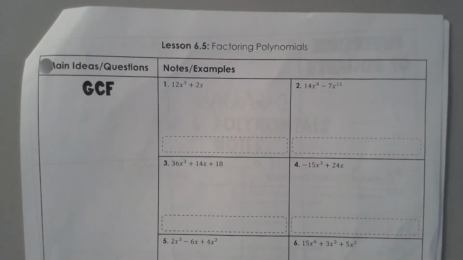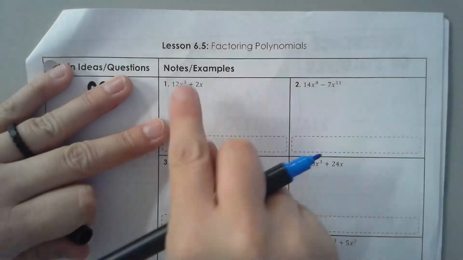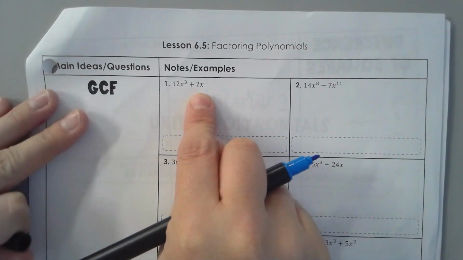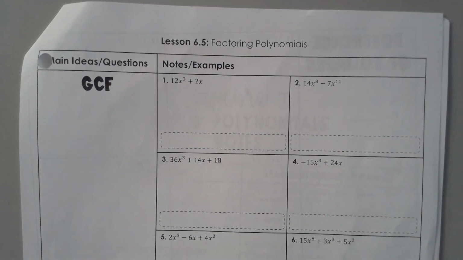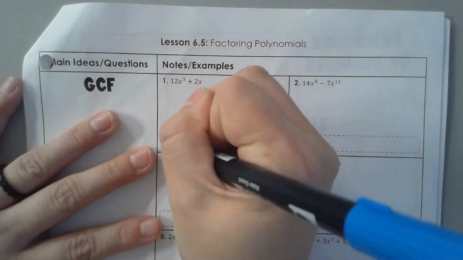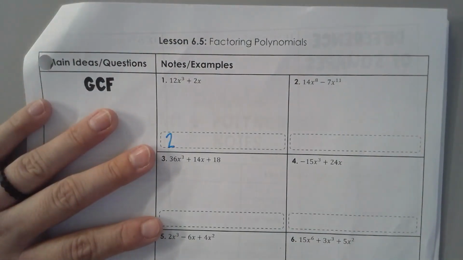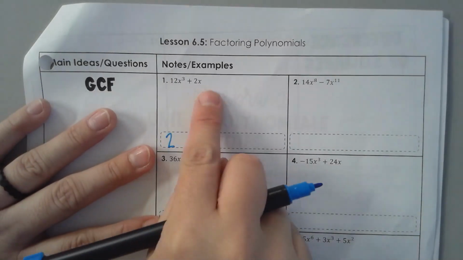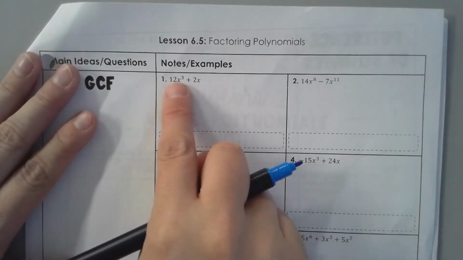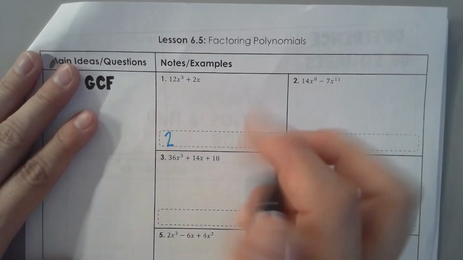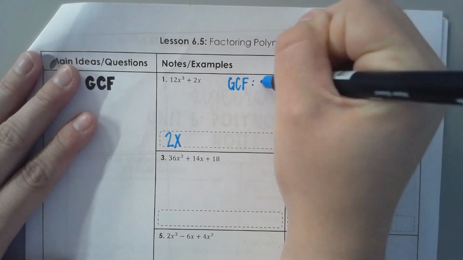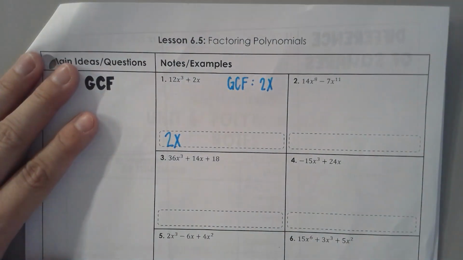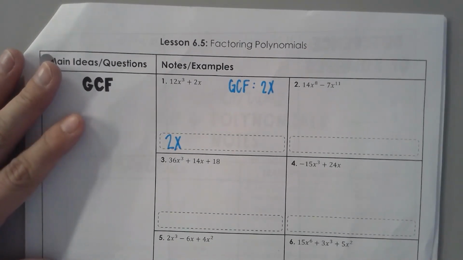12x cubed plus 2x. So what is the GCF of 12 and 2? What can you divide them both by? 2. And then I have x cubed and x. What do they have in common? Just one of the x's. So my GCF is 2x. That's not my complete answer.